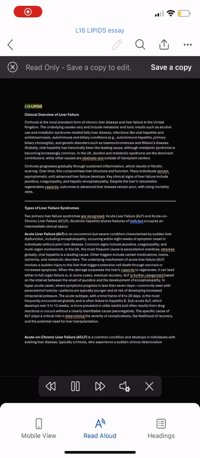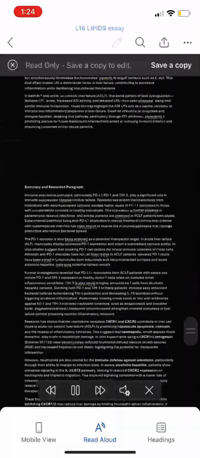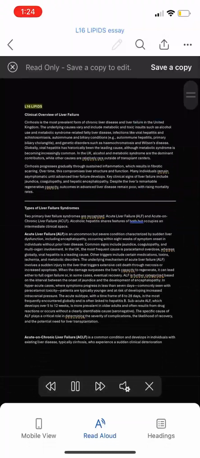Liver L16 lipids. Clinical overview of liver failure. Cirrhosis is the most prevalent form of chronic liver disease and liver failure in the United Kingdom.